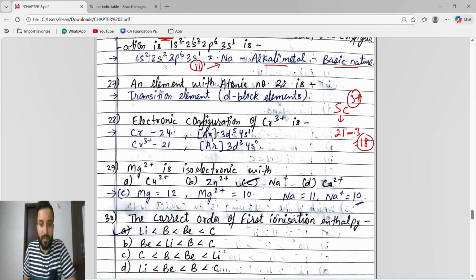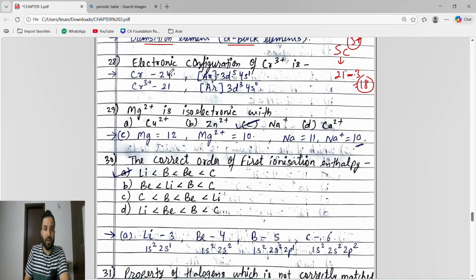Now, an element with atomic number 21 is which block? Guys, you know atomic number 21 is D block. That is called a transition metal. So, a transition element. Now, electronic configuration of Cr3+. Previously, they asked electronic configuration of copper Cu2+. Now, they are asking electronic configuration of chromium Cr3+.